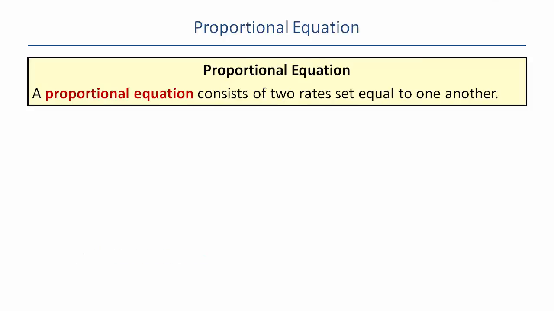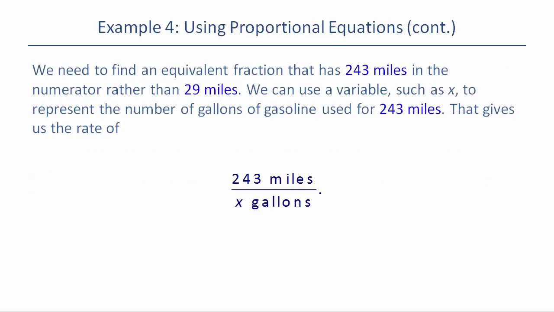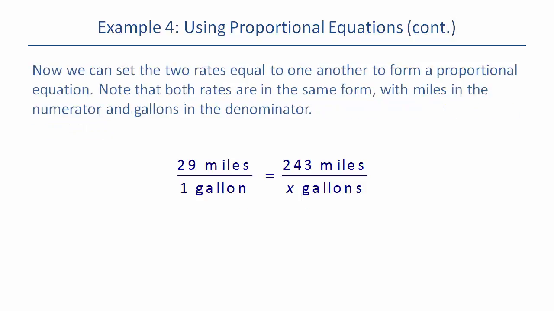Now let's take it up a notch and talk about a proportional equation, which is again just fancy words for equations that have fractions in them. This is just one where we have one rate set equal to another one and then we solve, right? We figure out what's going on. So here's a typical example. How much gas should Katie have used after driving 243 miles in her new car that says she gets 29 miles per gallon? Well, we know 29 miles per gallon should be equal to 243 miles over some amount of gallons. So we set those two things equal and solve.